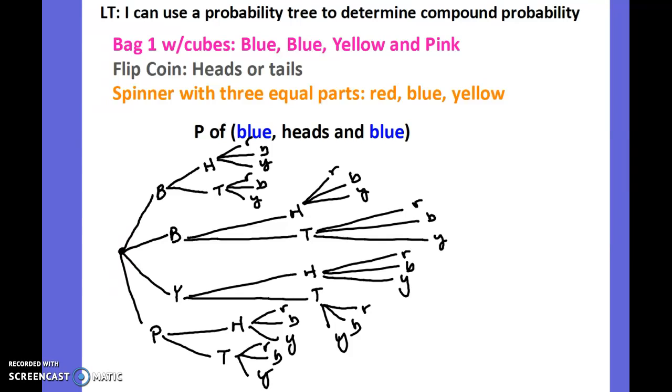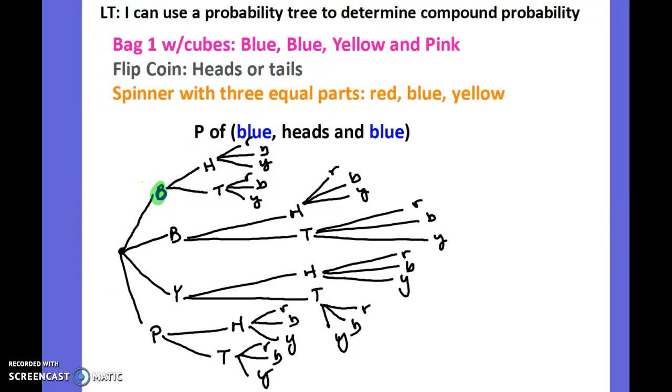It looks like an absolute mess, but you can actually use it to figure out probability. The first thing is we're going to look for blue. What are we looking for? We're looking for blue, heads, and blue. So we kind of go through and we think anything along this yellow set of branches, we don't have to worry about it anymore. Along with the pink set of branches, same thing, but we have two sets of blue branches that are really important for us.